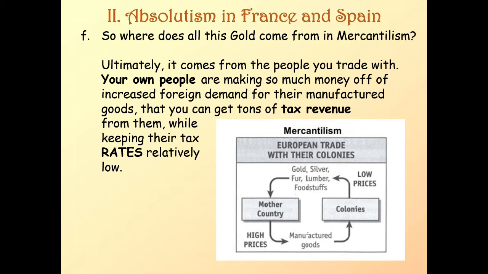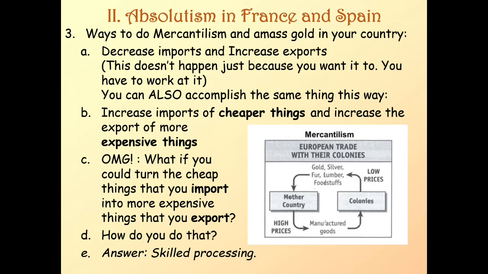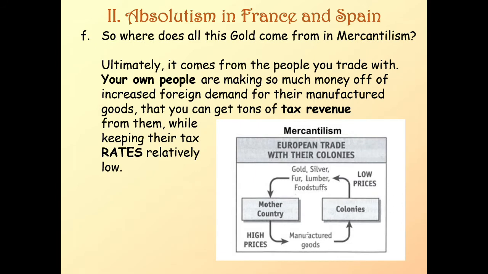So where does all this gold come from in mercantilism? Well, if we go back here, one of the problems that you may run into is this: where are you going to get these cheap imports from? And where are you going to sell these expensive exports to? Well, the answer is colonies. Ultimately, it comes from making the people that you trade with pay more money to you. Your own people are going to be making so much money off of the increased foreign demand for their manufactured goods that you can get tons of tax revenue from them while still keeping their tax rates relatively low.